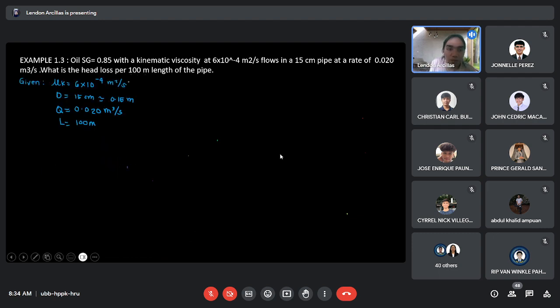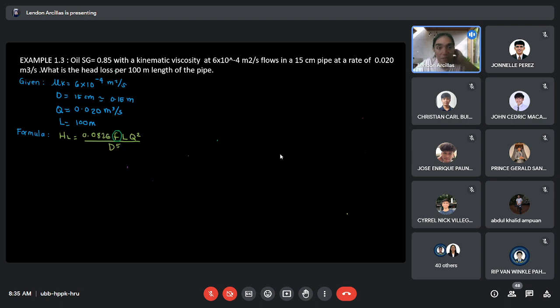So given, we have the kinematic viscosity. So that's what we have in the properties. We also have a diameter of 15 centimeters, that is 0.15 meters, a discharge of 0.020 cubic meter per second, and the length of pipe is 100. So let's use the Darcy-Weisbach formula, 0.0826 FLQ squared over D raised to 5.